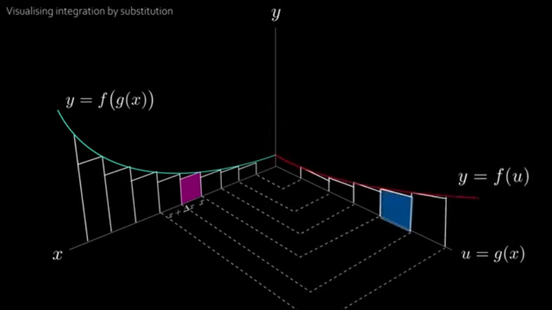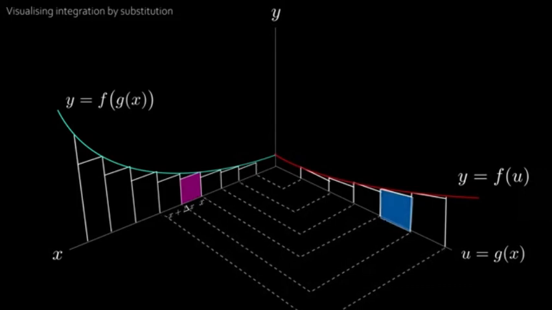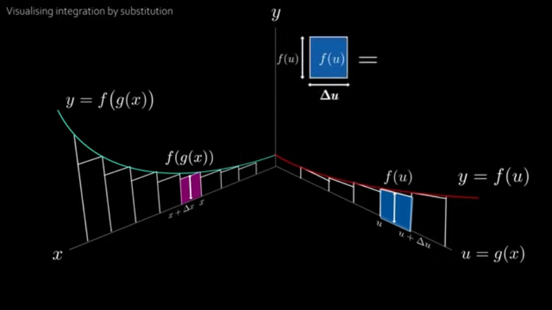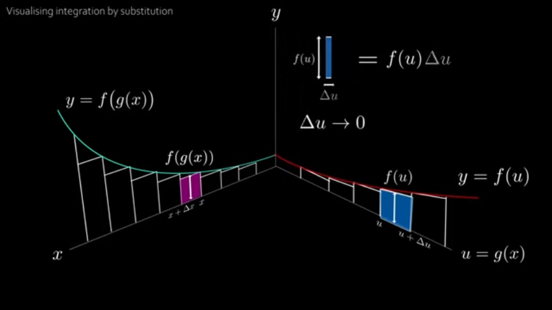Now the blue area here corresponds to the transformation of the pink area, and the blue area lies in between g of x or u and u plus delta u. And remember, the y coordinates stay the same, so the height of the blue rectangle is the same as the height of the pink rectangle. Only the widths have changed. So the blue rectangle has area f of u times delta u, and if we make the blue strip's width as small as possible, then the width becomes du.